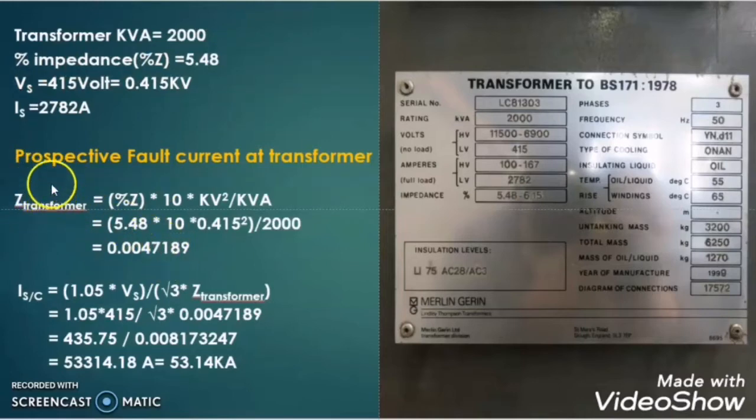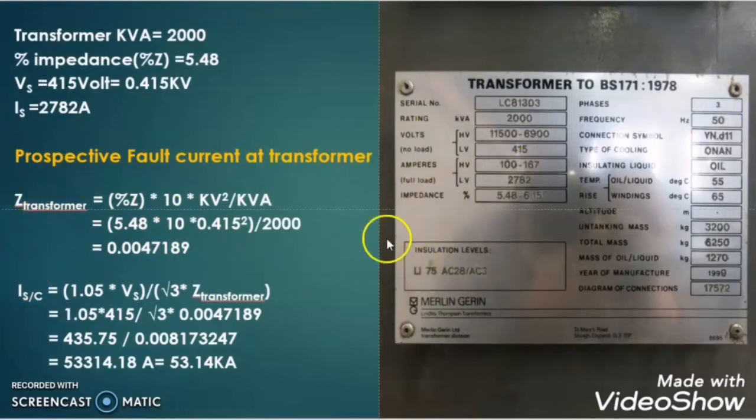The formula for the transformer impedance is percentage impedance of the transformer into 10 into kilovolt square, secondary kilovolt square, divided by kVA. So here the percentage impedance is given as 5.48. I substitute the value 5.48 into 10 into kilovolt for the secondary, which is 0.415, square of that, divided by 2000, which is the transformer kVA. If we calculate this, we come to a value of 0.0047189 ohm. So this is the transformer impedance.